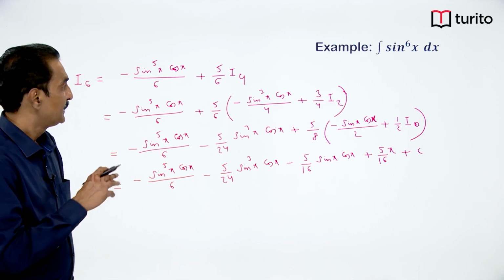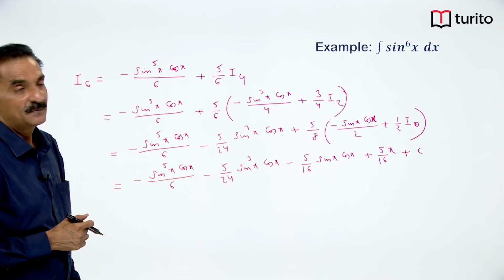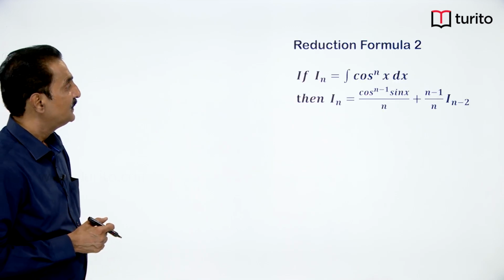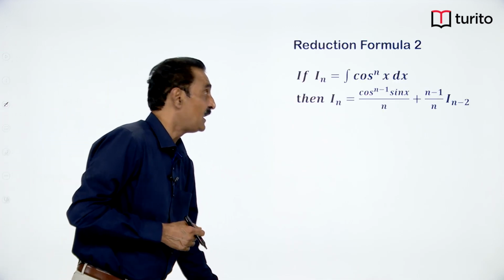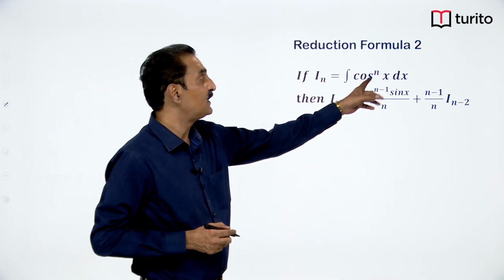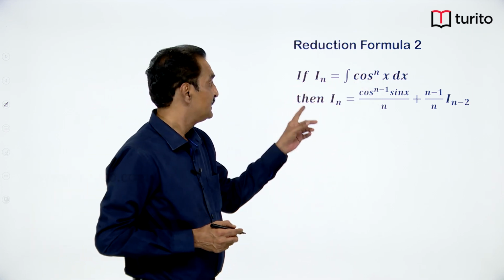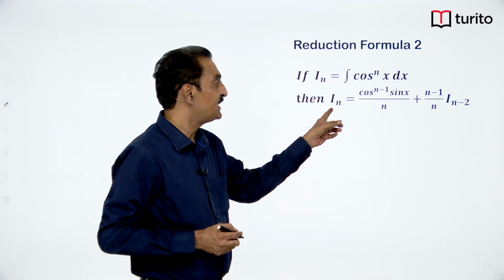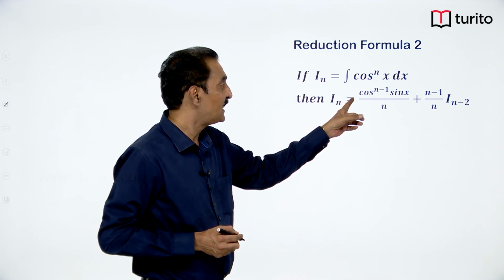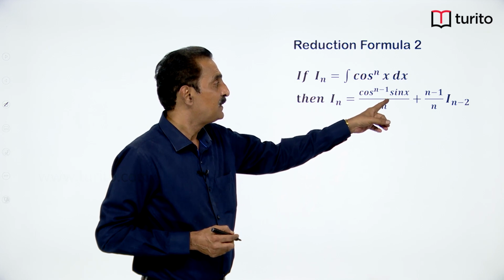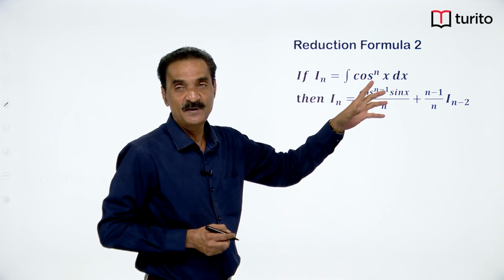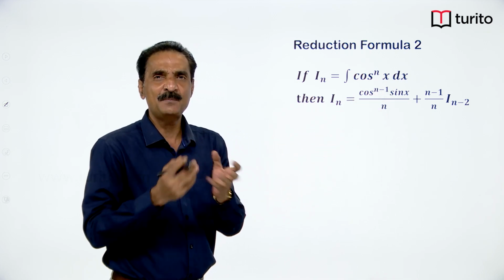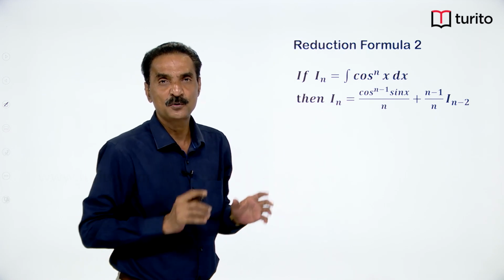Now, let us take the second reduction formula. If In is equal to integral cos power nx dx, then its reduction formula is In is equal to cos power n minus 1x sin x by n plus n minus 1 by n into In minus 2. You can prove it in the same method. I do not want to prove this.